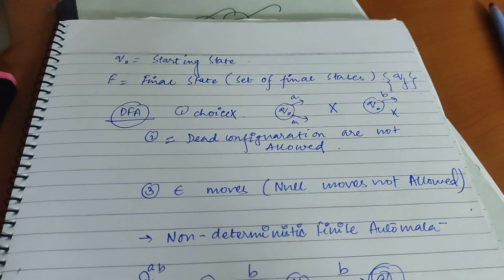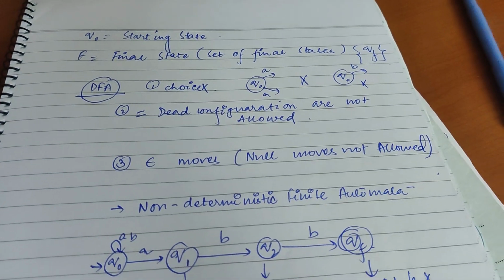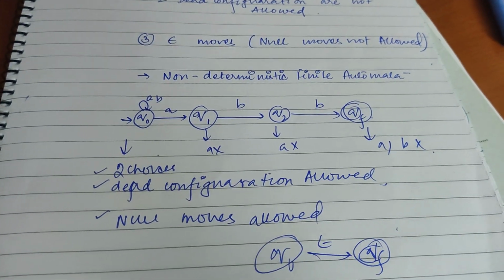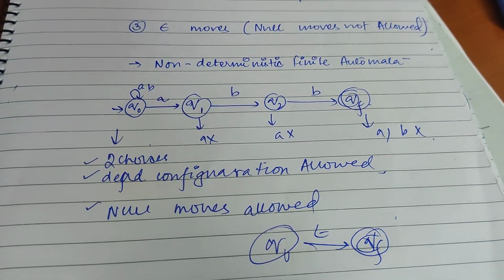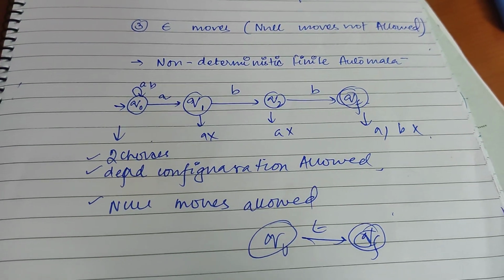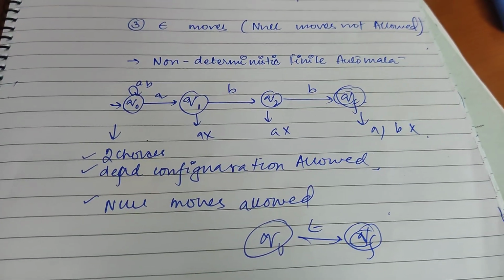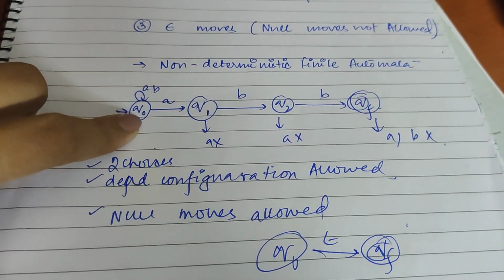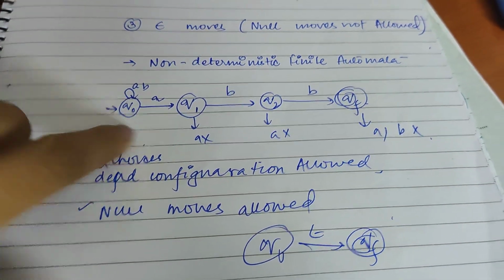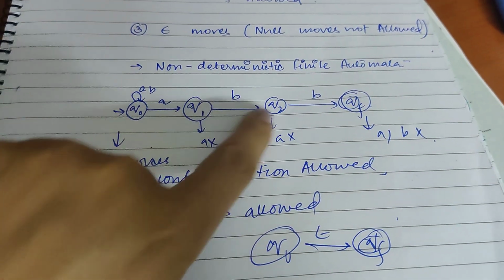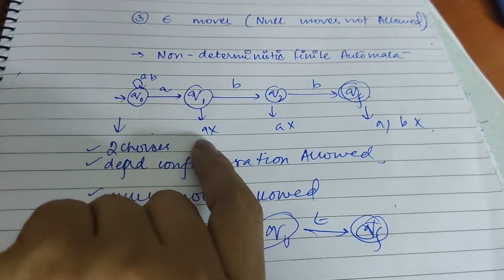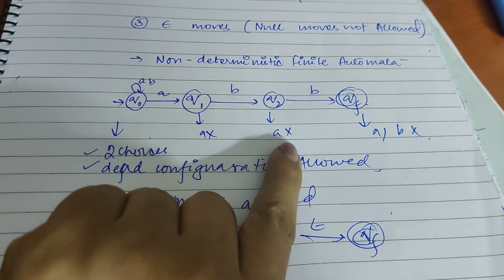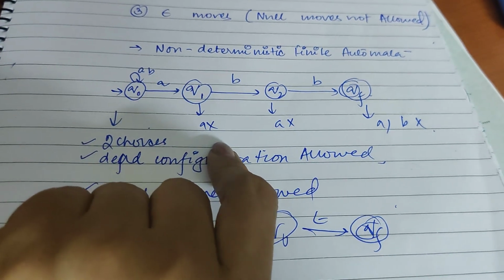So Q0 is the starting state, QF is the final state. These are certain points which I have already mentioned. Now you can see in the non-deterministic finite automata, in Q0, while reading A or B, you can stay in the same state. But in Q0, there is no symbol B. In Q1, the B symbol is used, but no A symbol is used. In Q2, similarly, there is no use of A. So these are the dead configurations, right?